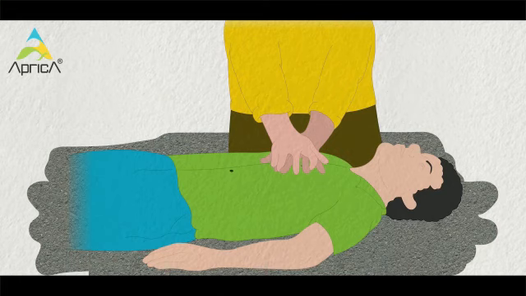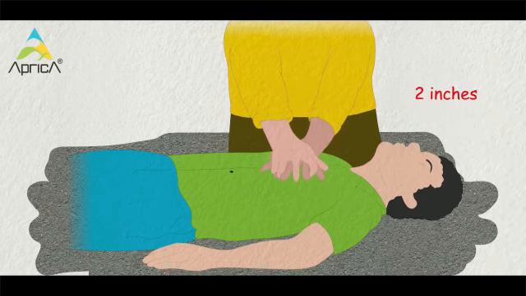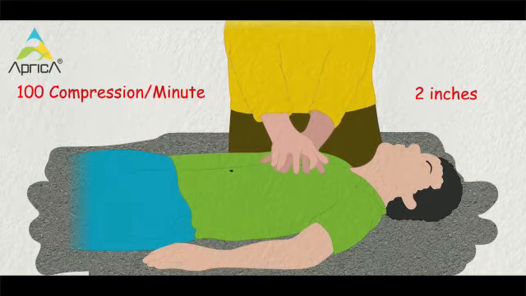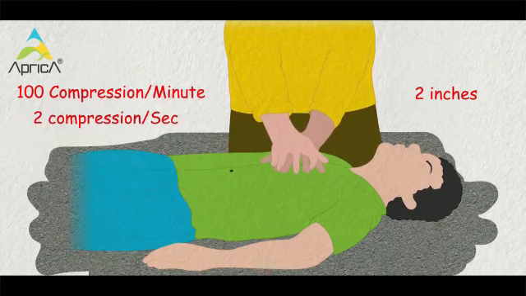Use your upper body weight, including your arms, as you push straight down on the chest, at least 2 inches but not greater than 2.4 inches. Push hard at the rate of 100 to 120 compressions per minute. That is, around 2 times every second.